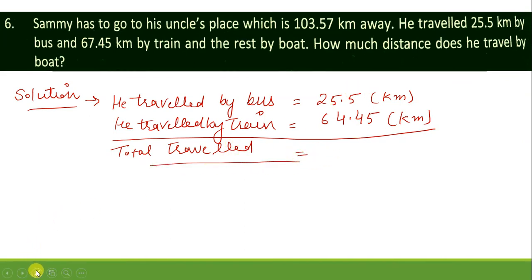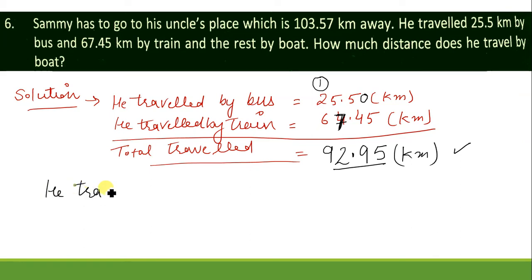Here decimal places are not equal, so we'll insert one extra 0 and that will come here. Now simply you add: 5 plus 0, 5. 5 plus 4, 9. 7 plus 5, 12. And 6 plus 2, 8 and 1 carry, that will come 9. So 92.95 kilometer. Fine.